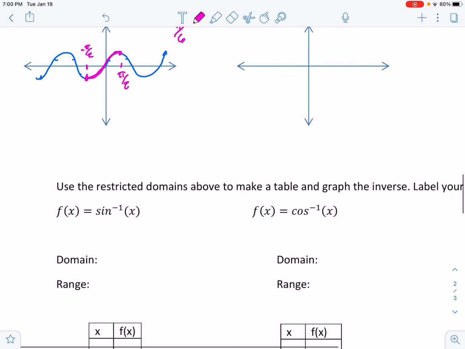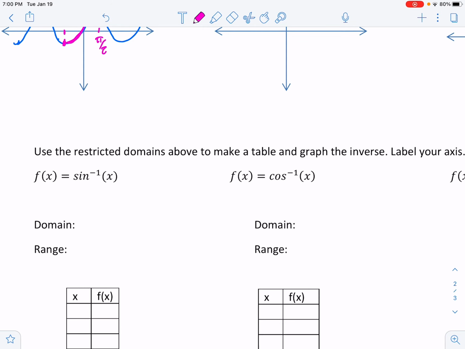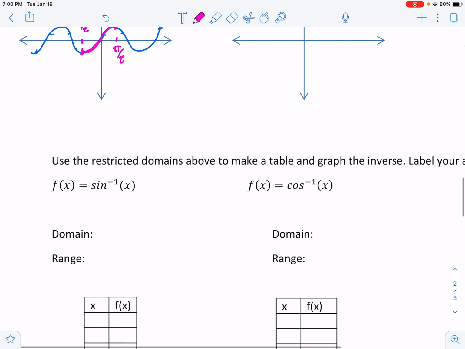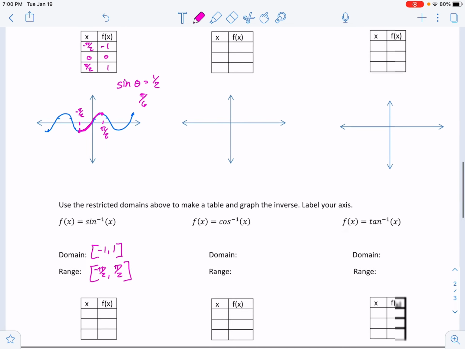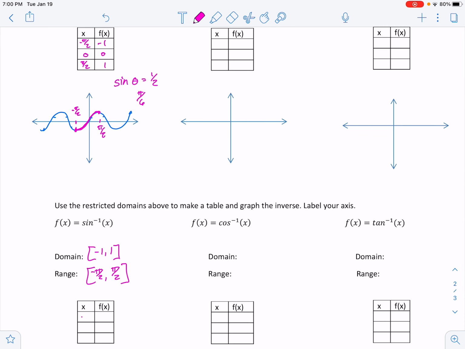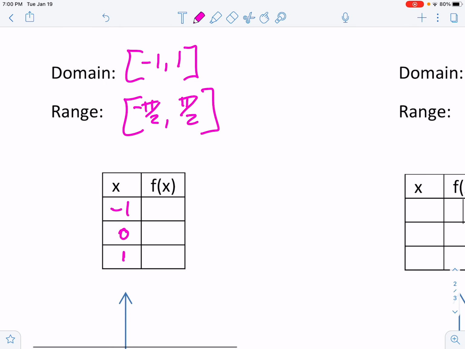I want you to scroll down here to the restricted domains. When you do the inverse, remember they flip-flop. So my domain goes from negative 1 to 1. My range goes from negative pi over 2 to pi over 2. All we did was flip-flop. And I'm going to change my x and y's. So this is negative 1, 0, 1. And this is negative pi over 2, 0, and pi over 2.